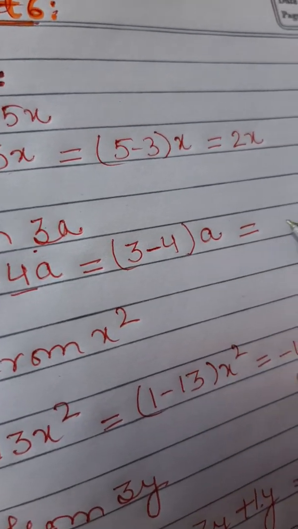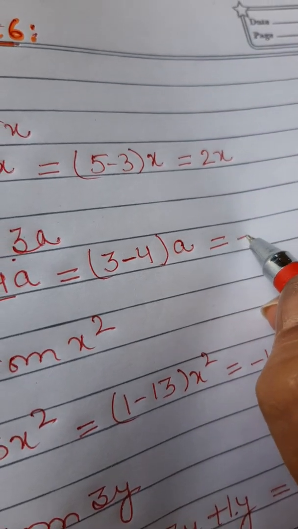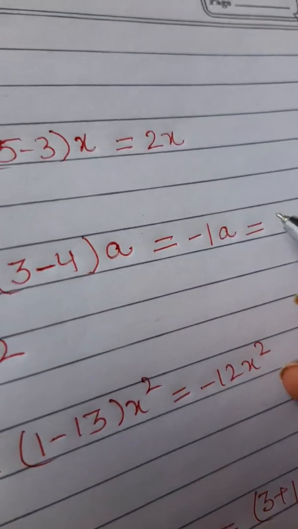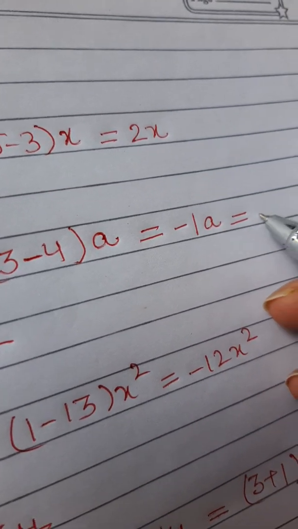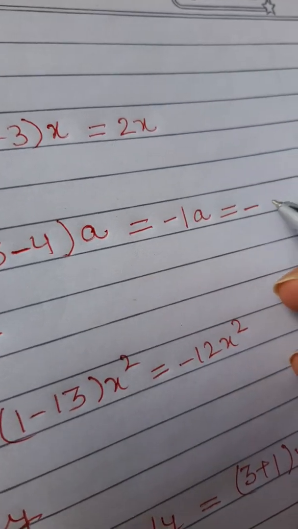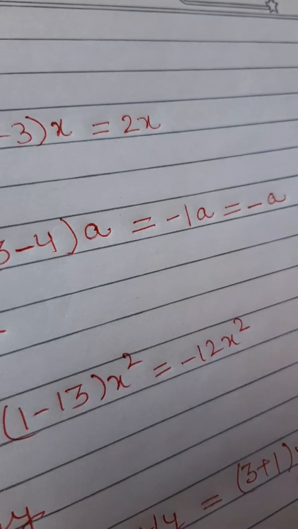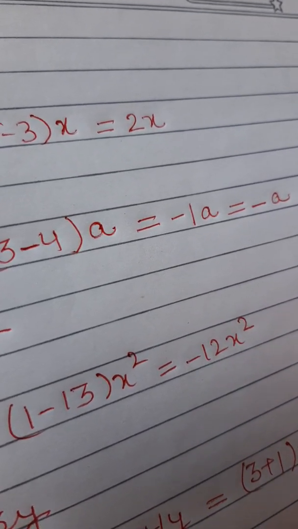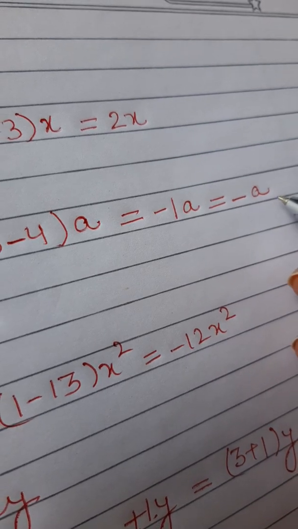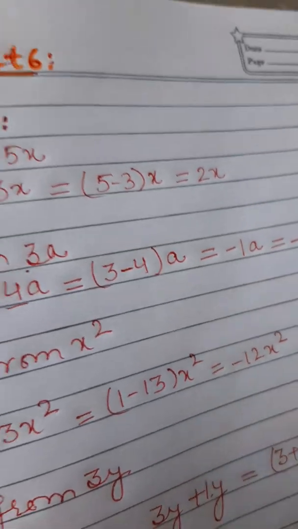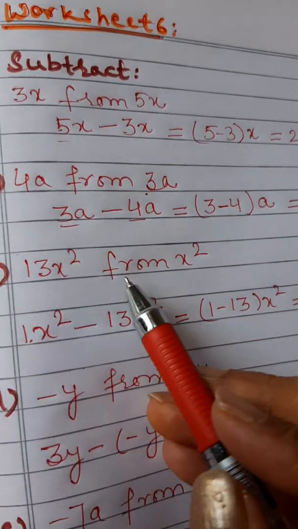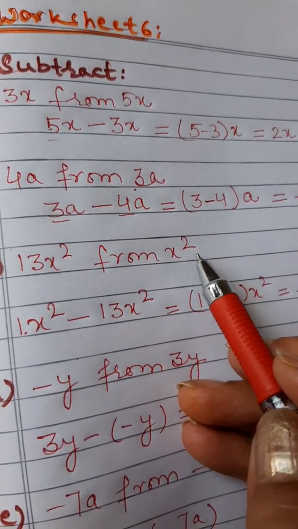3 minus 4 is minus 1, so you can write minus 1 also, or we know that we have to skip this 1, there is no need to write 1, so we can write it like minus a, right? हमें पता है कि 1 को हम नहीं लिखते हैं, तो हम उसको डायरेक्टली माइनस a लिखेंगे. Answer is minus a. Next is 13 square from x square.